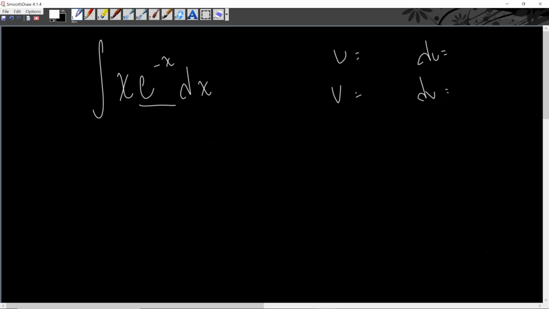Integrating something that's a little bit simpler. So from here, let's do u is equal to x, which means that du is going to be 1 dx. And then v is what we need to find, because we have dv equals e to the negative x dx. Now, this one's going to use u sub.